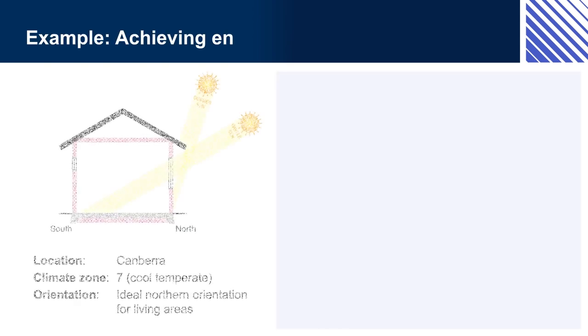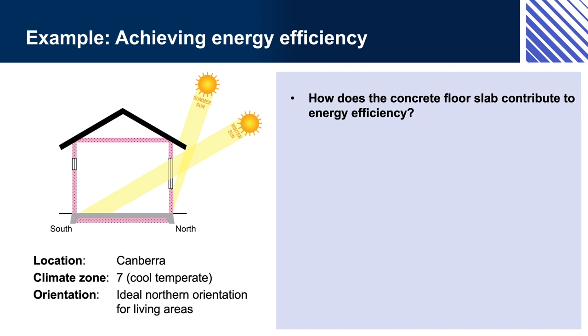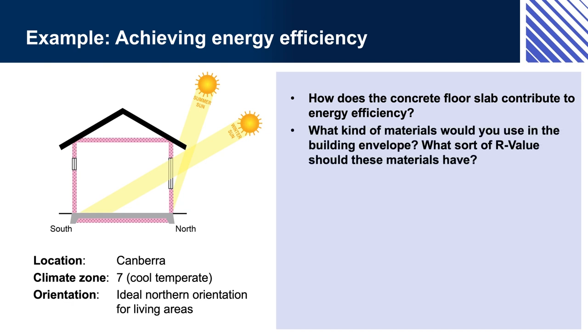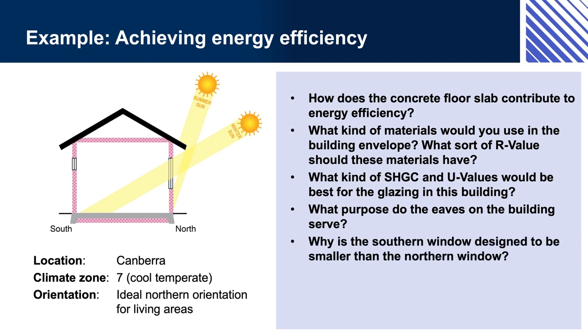Example, achieving energy efficiency. How does the concrete floor slab contribute to energy efficiency? What kinds of materials would you use in the building envelope? What sort of R value should these materials have? What kind of SHGC and U values would be best for the glazing in this building? What purpose do the eaves on the building serve? Why is the southern window designed to be smaller than the northern window?